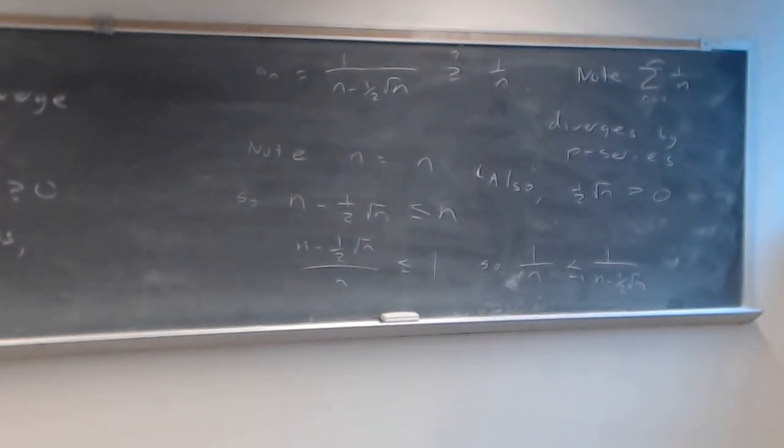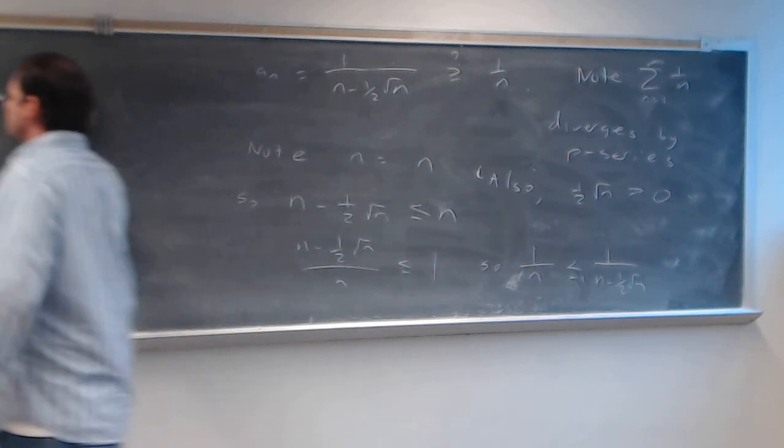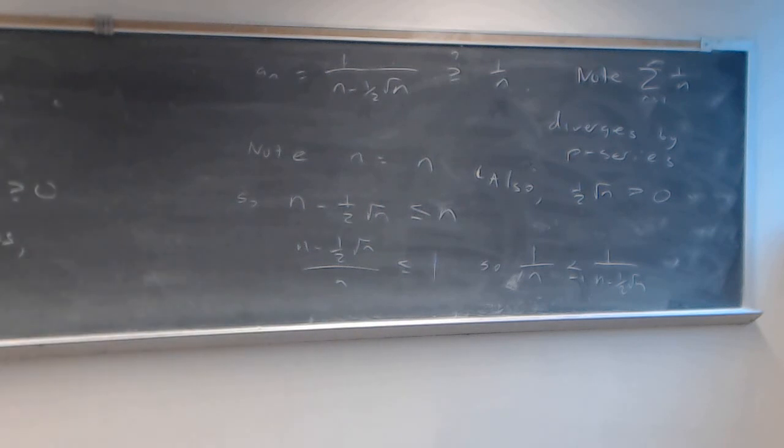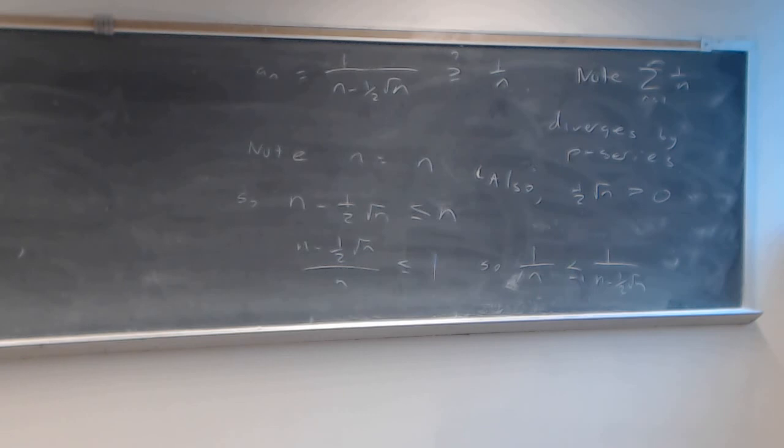What if you had n plus 1/2 the square root of n? So 1 over n plus 1/2 the square root of n. Just change the minus to plus. Okay, that's all right?